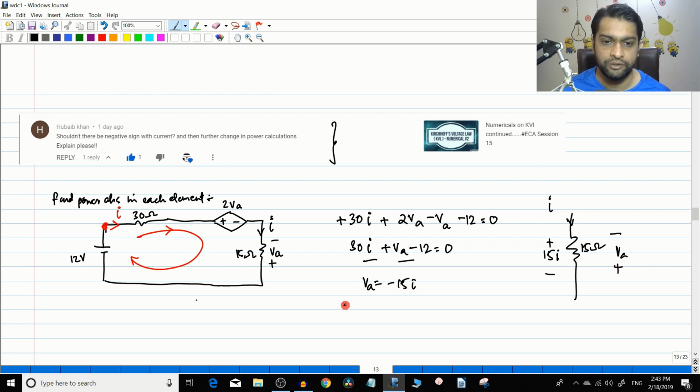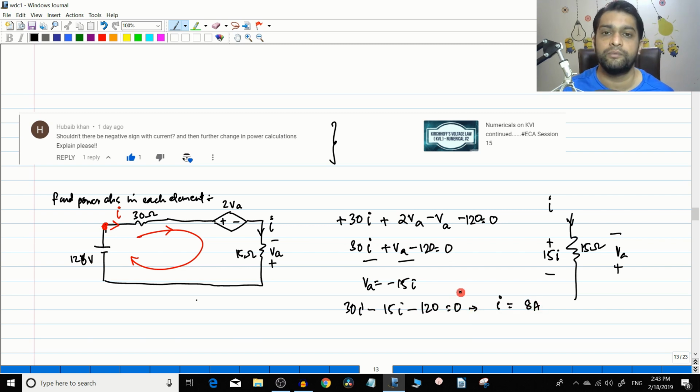If you substitute that value here, I will get 30I minus 15I minus, so this is not 12, this is 120. Okay, so this is 120, this is also 120. So minus 120 equal to 0. That means I have got the value of I to be 8 amperes.